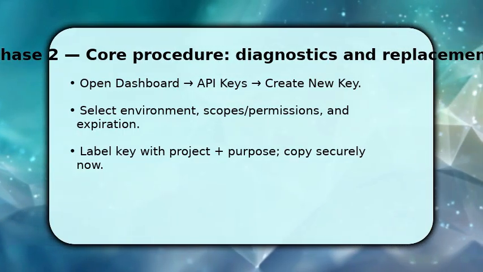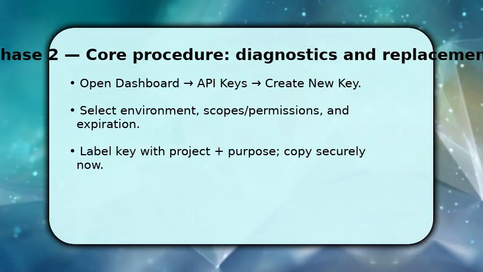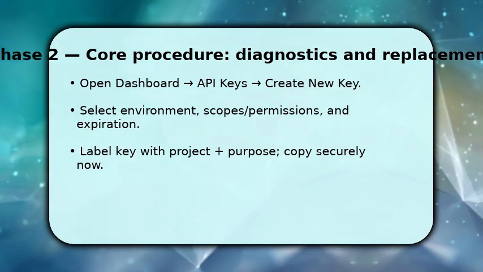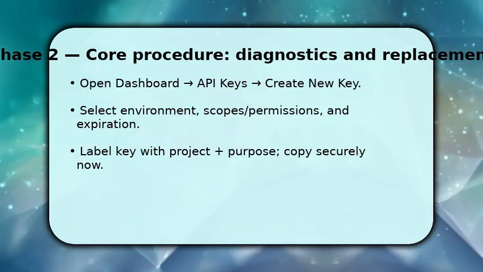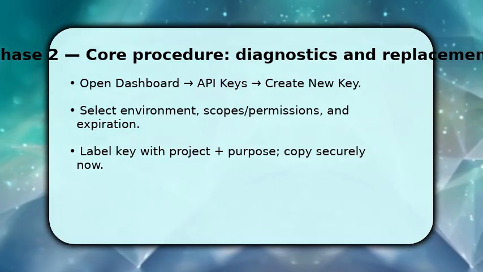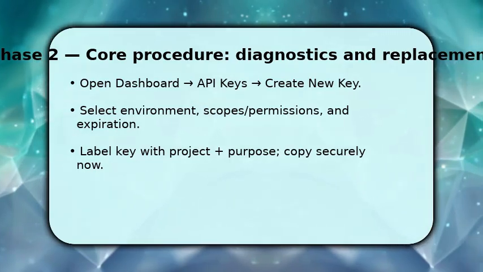Give the key a descriptive label, project, and purpose so you can rotate or revoke later. When the key appears, copy it immediately. Many consoles show it only once. Store it in a secrets manager or encrypted vault, because exposing it can lead to unauthorized usage and unexpected charges.